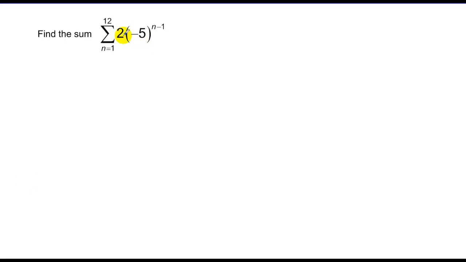So here's our sigma notation again. Let's just verify this is a geometric series. Find the first term by plugging 1 in. I end up with 2 times -5 raised to the 0 power. We know anything to the 0 power is 1, so that's just 2. My second term is 2 times -5 raised to the first power, which is -10.